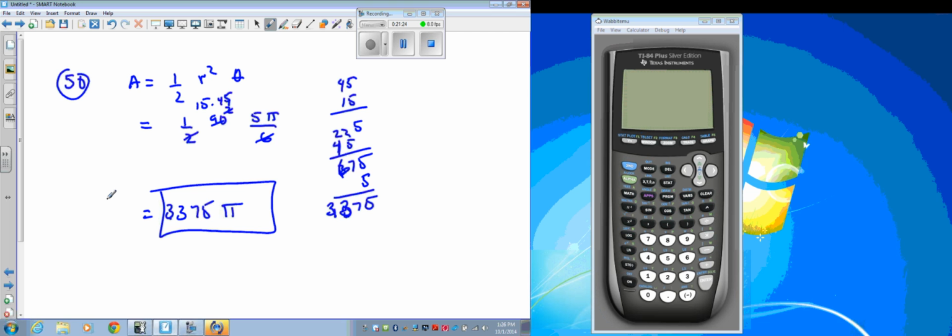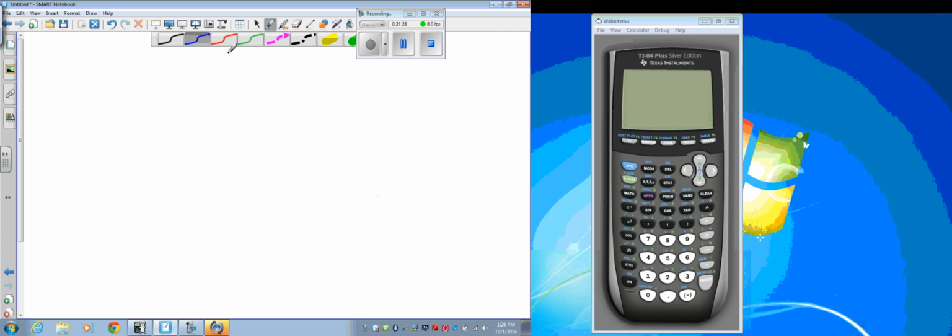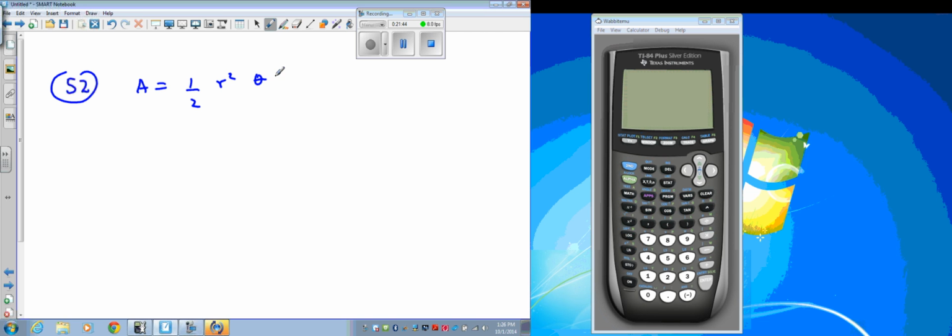Then 52. What's the area? But it's going to give us degrees, so we're going to have to do our conversion here of pi over 180. R is 18.3. Looks like a calculator problem to me.